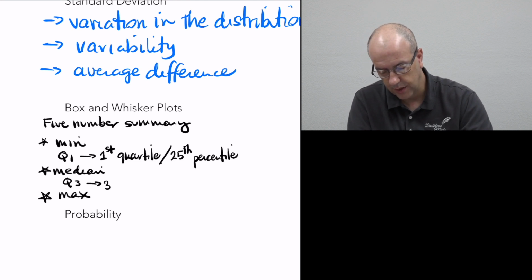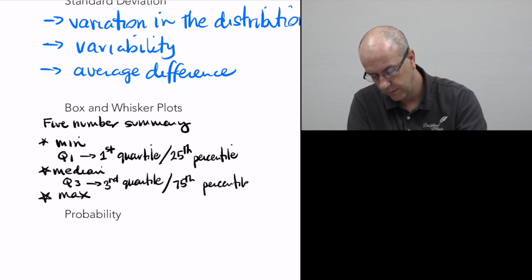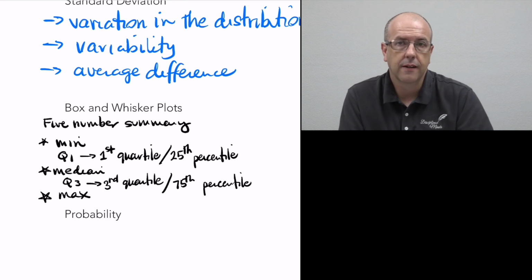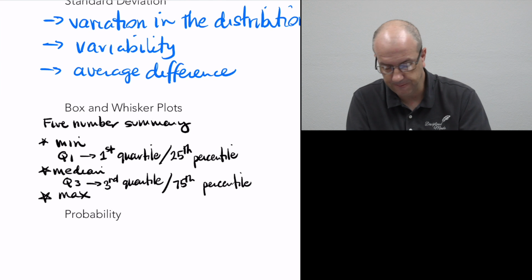whereas Q3 is the third quartile, and this would be the 75th percentile. Now the median, just for completeness here, the median would be considered the 50th percentile.